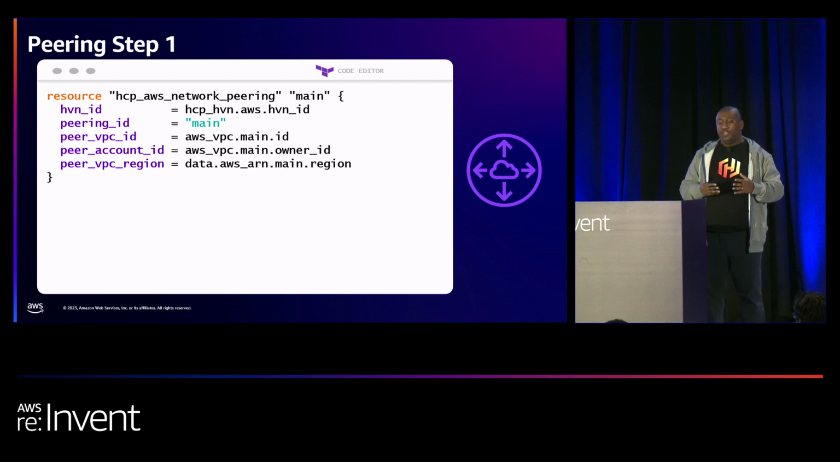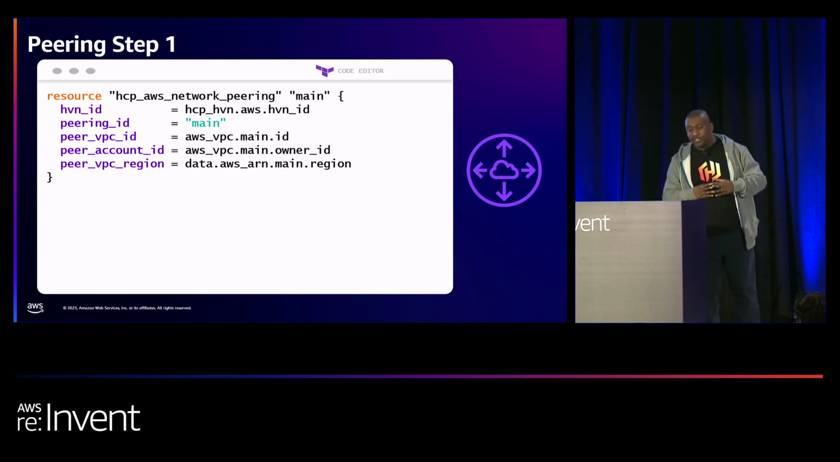We also need to give this peering that we're initiating a name, right? We're calling it a peering ID, and we've called this one main. As you've probably established by now, I'm not great at naming things, but we move.